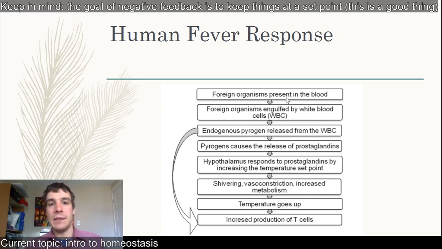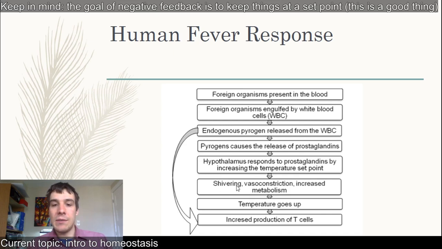Something gets into the blood that the body recognizes as an immune response. The white blood cells will eat it. When they eat it, they're the receptor. They send out this thing called a pyrogen. The pyrogen in that area releases prostaglandins. The prostaglandins travel through the blood up to the brain, to the hypothalamus, and the hypothalamus starts ramping up the set point of your body temperature.